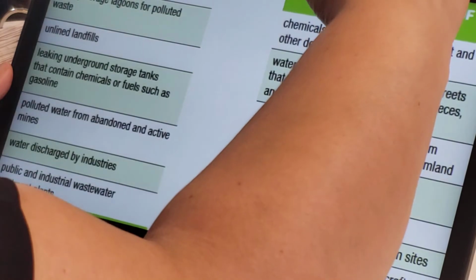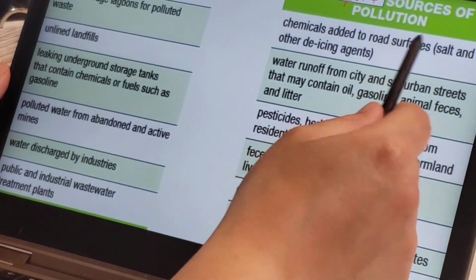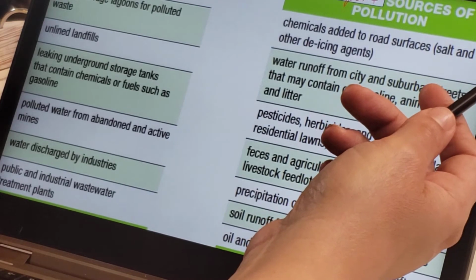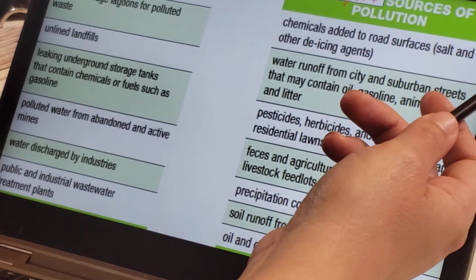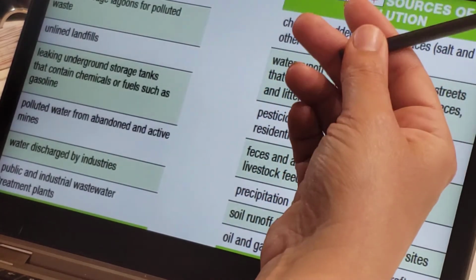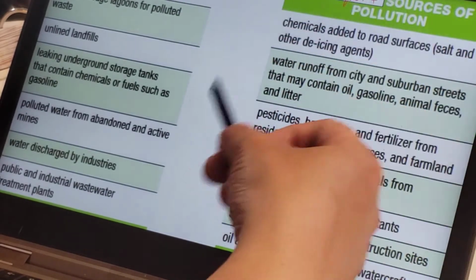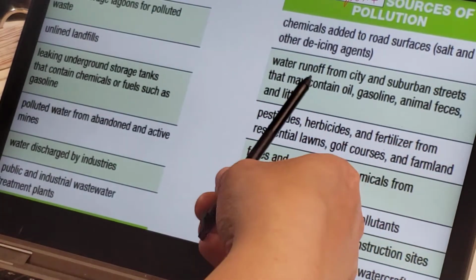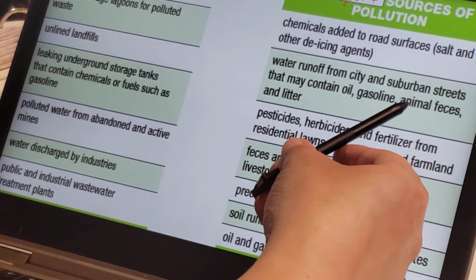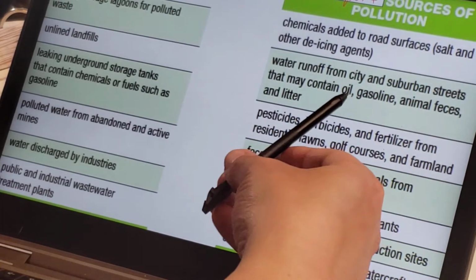Then, of course, the opposite is going to be non-point sources of pollution. Chemicals added to the roads, salts and other de-icing agents. It goes from the roads to the side of the road, gets carried out to the land, which carries out to the river, the wetlands, to the ocean, and so on. Water runoff from the city and suburban streets may contain oil, gasoline, animal feces, litter. Where did it come from? Which animal pooped it that got carried away by the rain, down to the sewer system, out to the ocean?